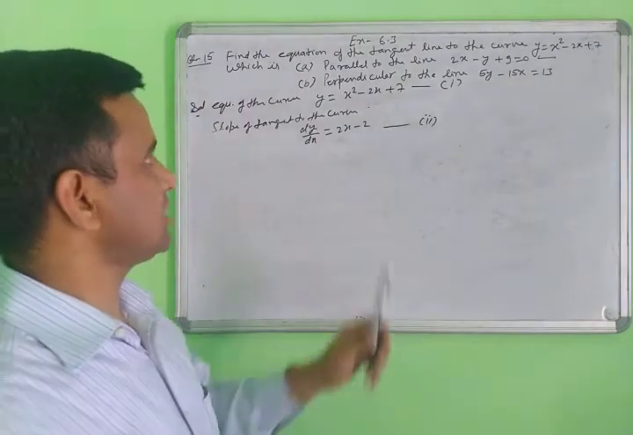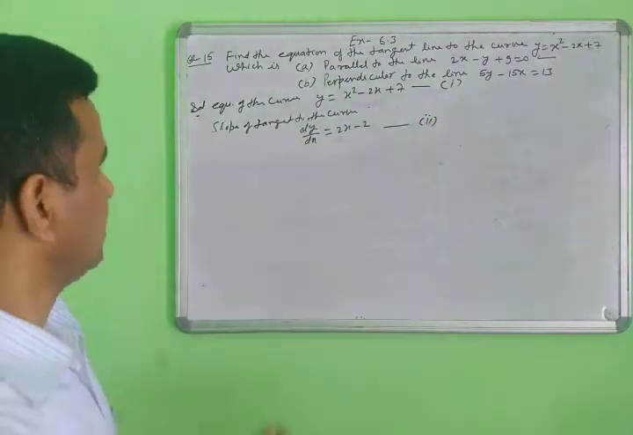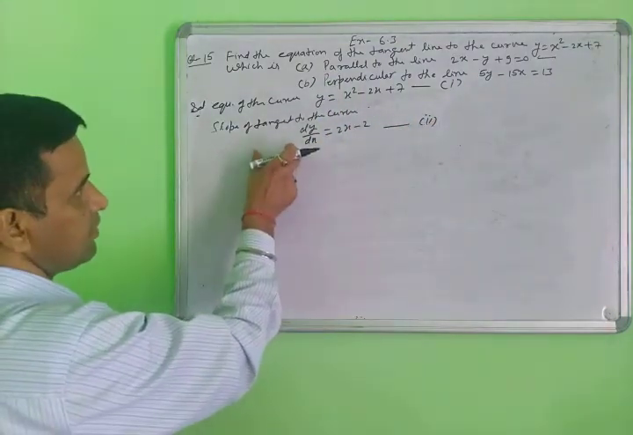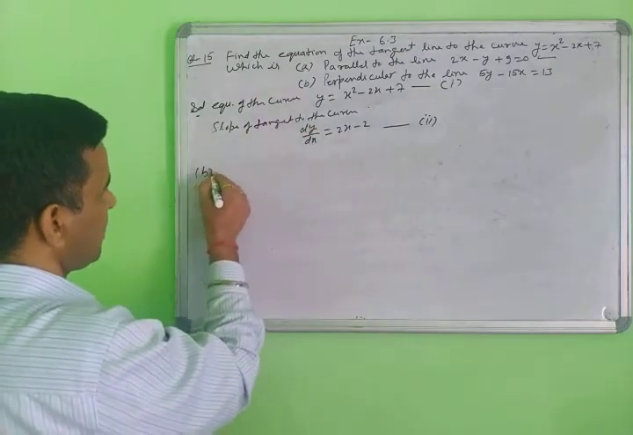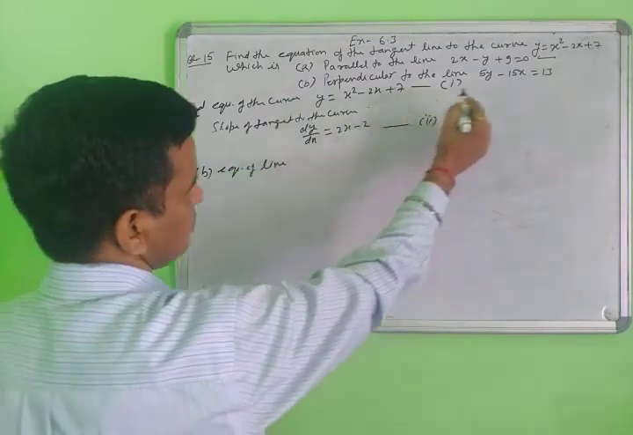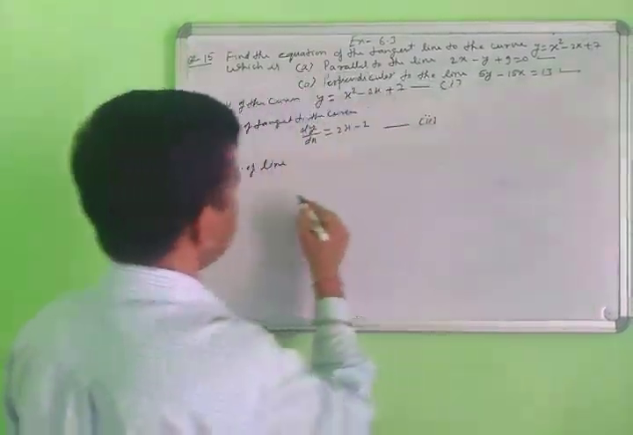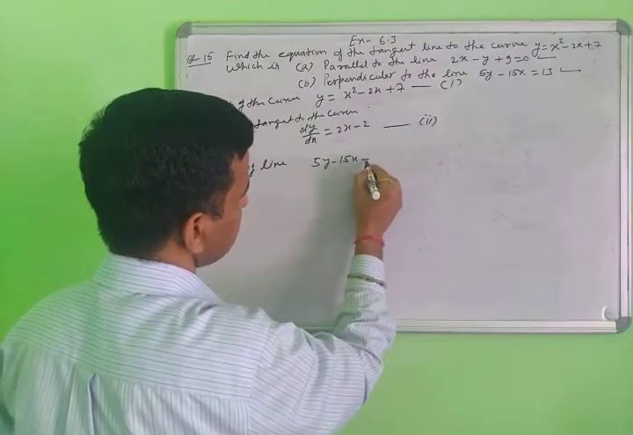Yes, students, the first part is completed. Now let's start the part on the perpendicular condition on the line. Again, this is the equation of the curve and the slope of the tangent to the same. We have part B, the equation of the line: in the second line here, 5y minus 15x equals 13.